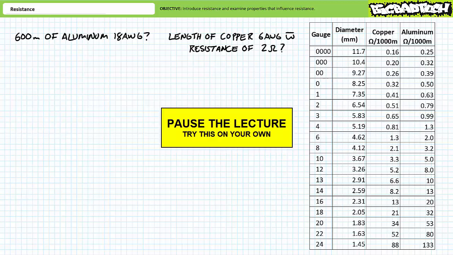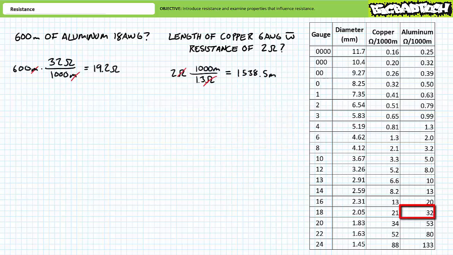If you're tracking, you should have obtained the following results. Given aluminum 18-gauge wire has a resistance of 32 ohms per 1,000 meters, 600 meters of 18-gauge aluminum wire has a resistance of roughly 19.2 ohms. Finally, given copper 6-gauge wire has a resistance of 1.3 ohms per 1,000 meters, a length of 6-gauge wire having a resistance of 2 ohms must therefore be roughly 1,538.6 meters in length.